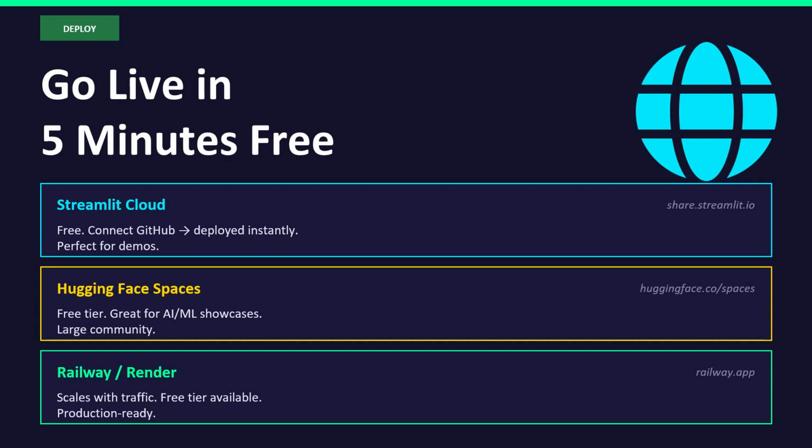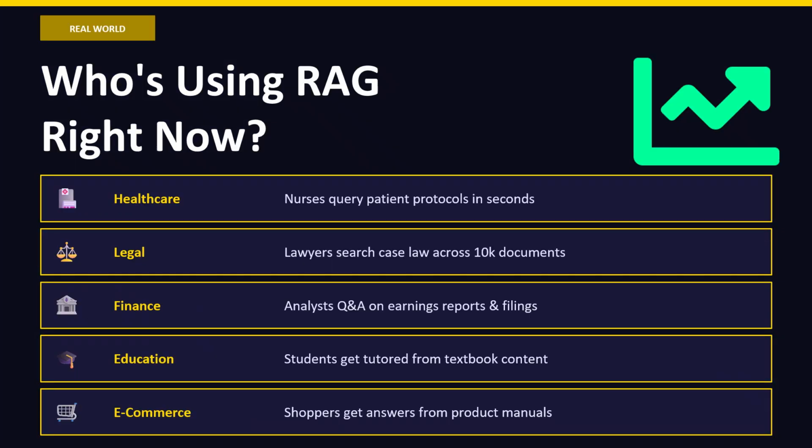My recommendation for today, start with Streamlit Cloud. You will be live in under 5 minutes. No DevOps, no server configuration, just ship it. You might be thinking, okay, this is cool for demos, but is this actually used in the real world?